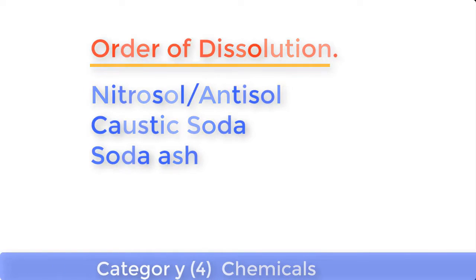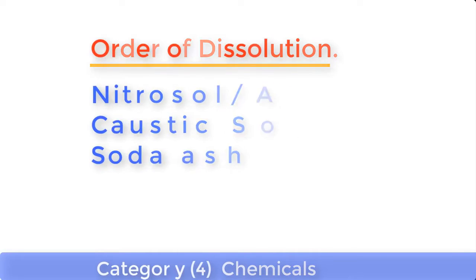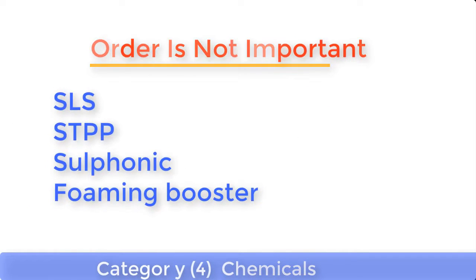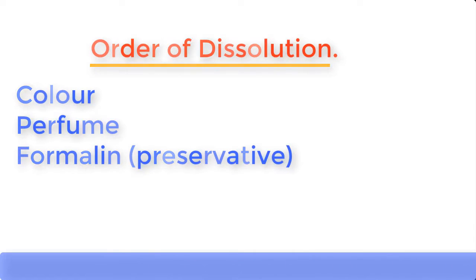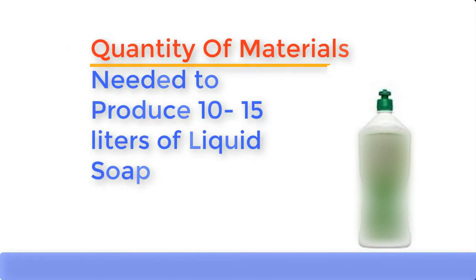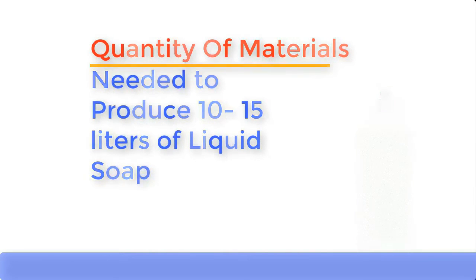You can start with any one and end with any one: SLS or Texapon, STPP, Sulphonic, foaming booster, and the fifth chemical is color, the sixth chemical is perfume, and the seventh chemical is formalin. Just like I said earlier, formalin here is used as a preservative. Now let's establish the quantity of materials needed to produce 10 to 15 liters of liquid soap.